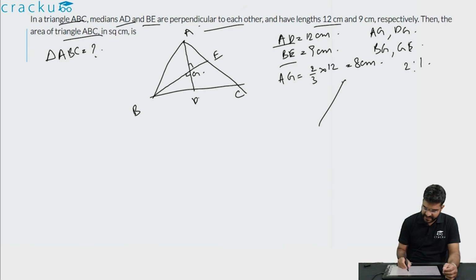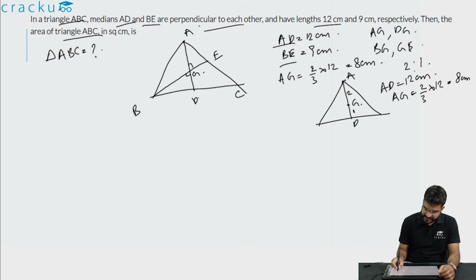So if you have any triangle and you are given one median, say from A to D, and the centroid G, then the centroid divides the median in the ratio 2:1. In this case, we are told that AD is equal to 12 centimeters. Therefore, the length of AG will be 2 by 3 into 12, which is equal to 8 centimeters. And the length of GD will be equal to 1 by 3 into 12, which is equal to 4 centimeters.